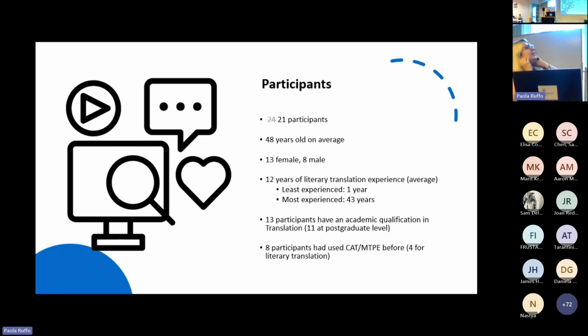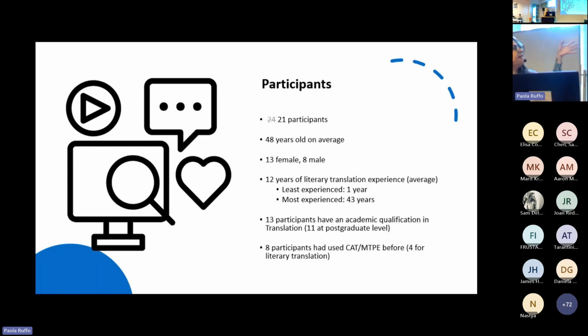So I had 24 participants. Now for the user testing, only 21 participants will be taken into account because we had problems with the keylogging files, but that's another story for another day. So the data you will see today is from 21 participants for the user testing, but for the interviews, I will take into account all 24.